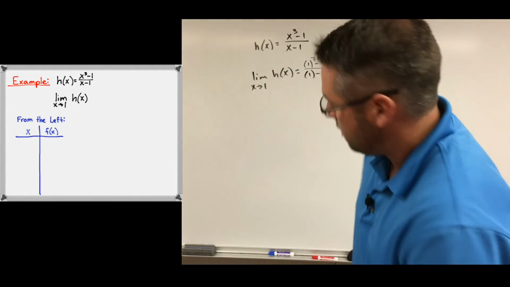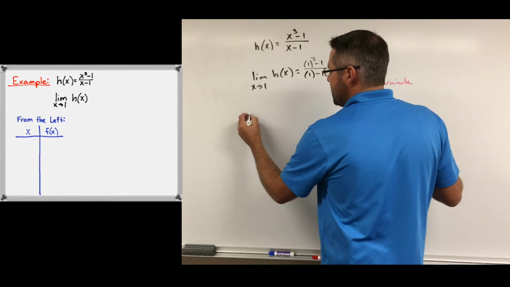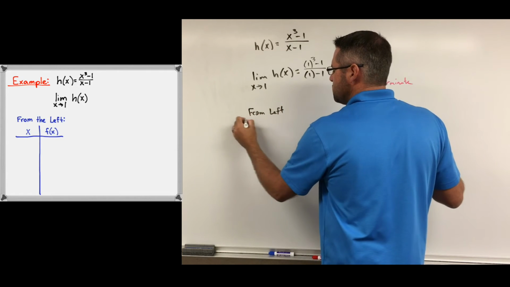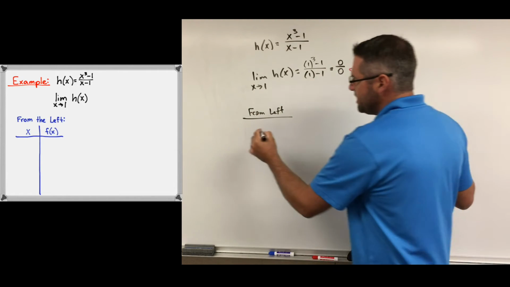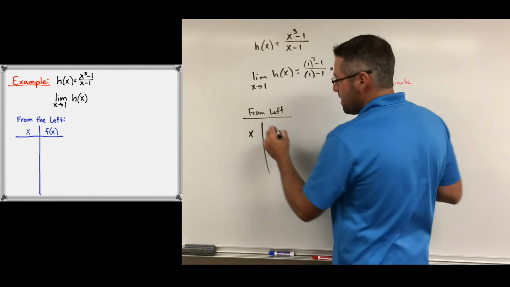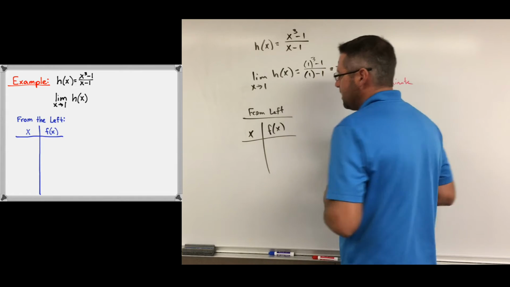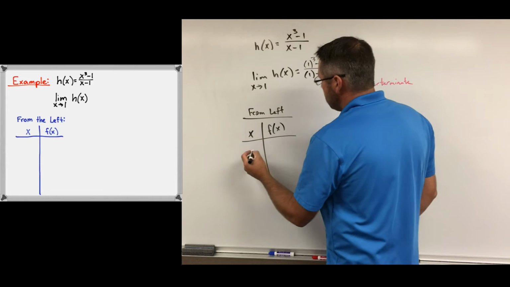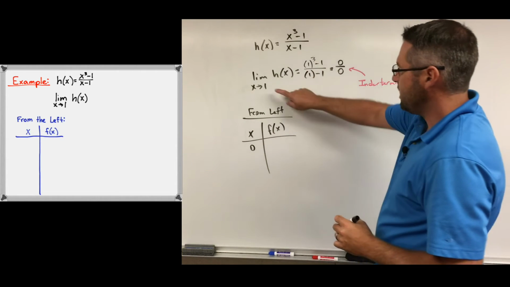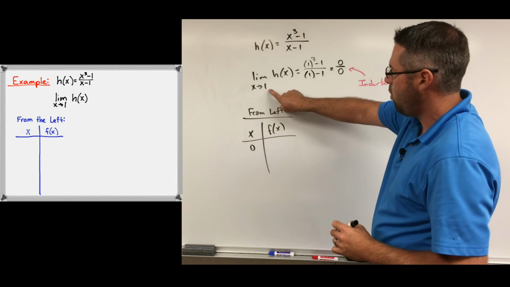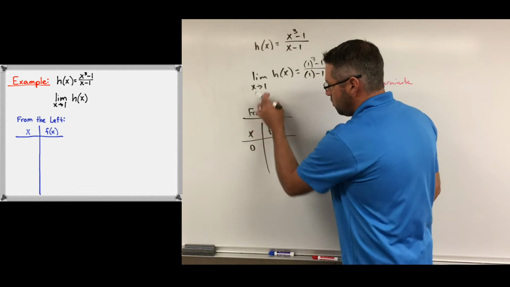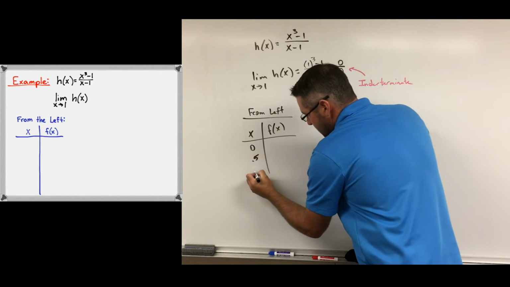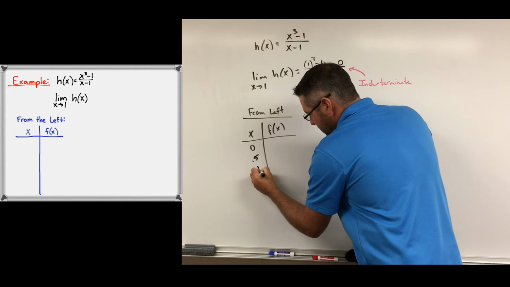What we want to do here is create a table from the left and from the right to get an idea of what this function is approaching. Now we can look at a graph and see it, but we need to see it in terms of tables as well. So we are going to pick values that are approaching the value of 1 from the left. So maybe we'll start out at 0, and then we'll move closer to 1 from 0. So what's a number closer to 1 than 0? Well, maybe 0.5, half. Well, what's closer to 1?